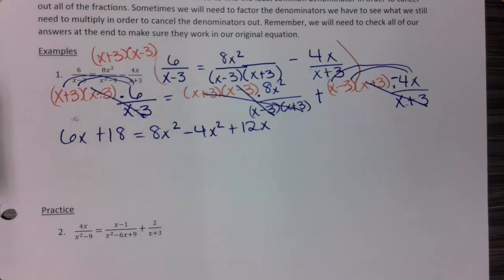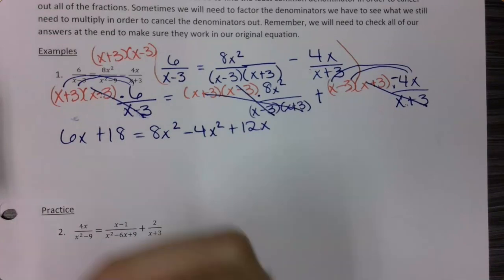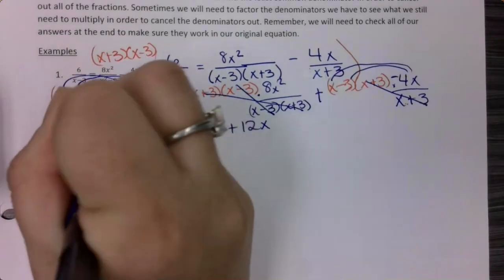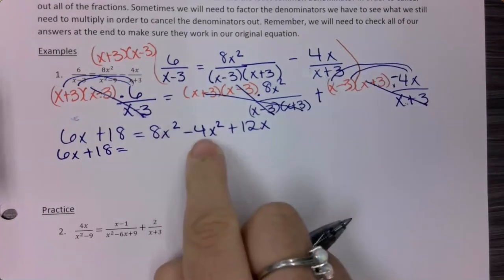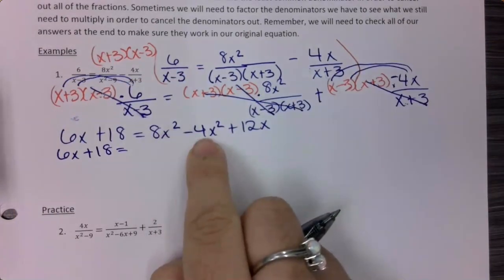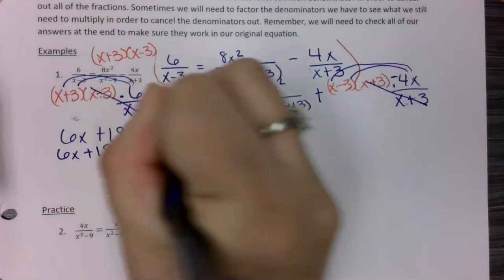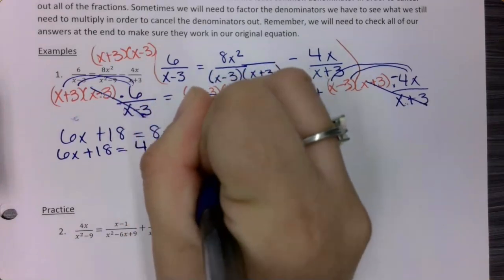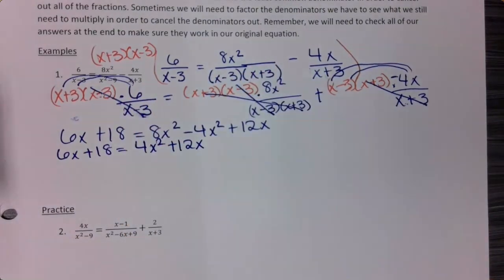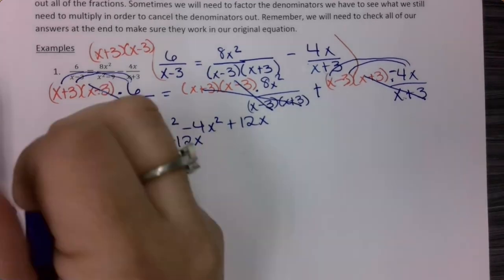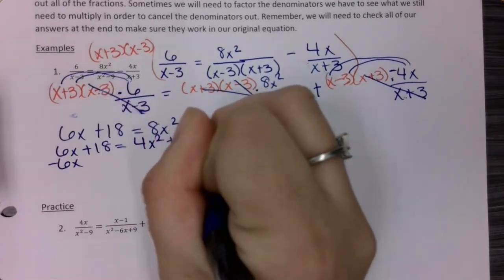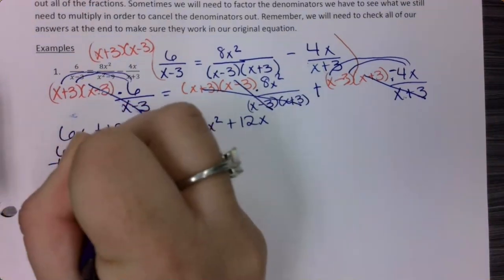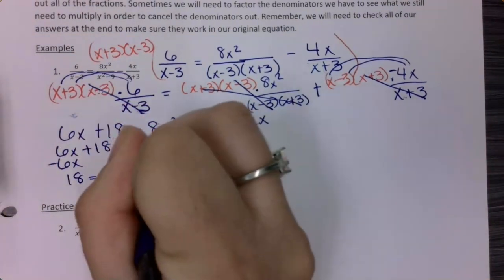Okay, so then I want to go ahead and combine like terms. There's nothing to combine on my left side. On my right side, 8x squared minus 4x squared gets me... Then I want to get all of my terms over to the same side. So I'm going to start off by subtracting 6x on both sides. That gets me 18 equals 4x squared plus 6x.